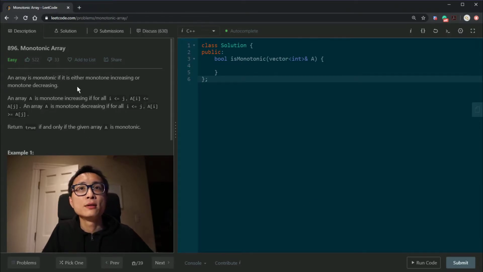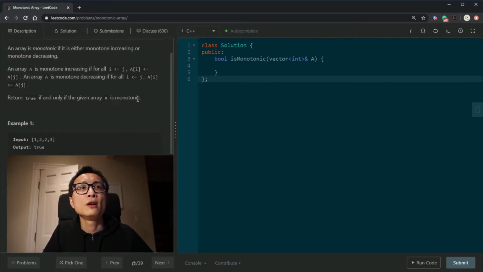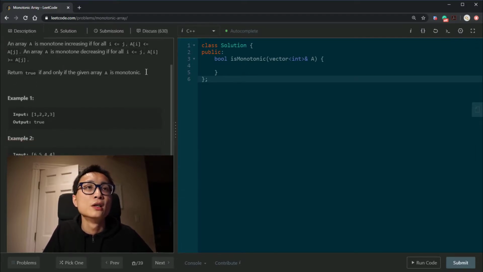Hey, hello there. So I'm going to talk about an easy level question today. It's 896, Monotonic Array. We have an array of integers and we want to determine whether it is monotonic or not. For an array of integers to be monotonic, it could be either monotone increasing or monotone decreasing. That means as long as it belongs to one of those, it's actually fine. It could actually be both of those, we will see later.